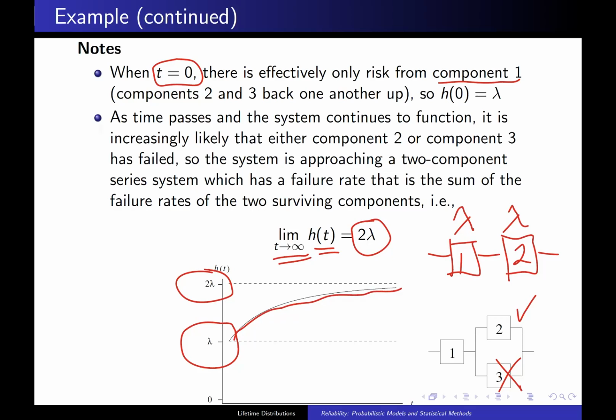So to recap here, as time passes, the system continues to function. It is increasingly likely that either component 2 or component 3 has failed. So the system is approaching a two-component series system in the limit as t gets large, which has a failure rate which is the sum of the failure rates of the two surviving components, and that means the limit as t goes to infinity of h of t is 2 lambda.